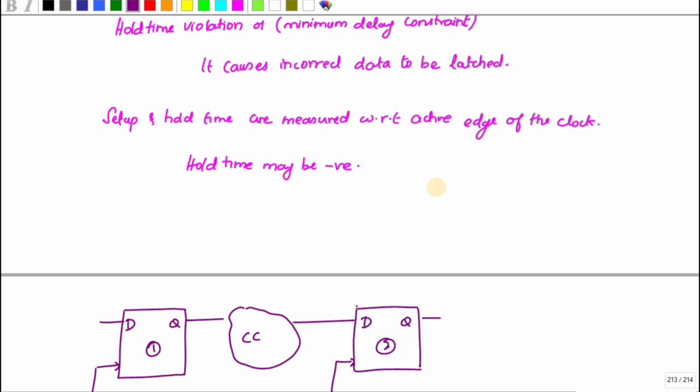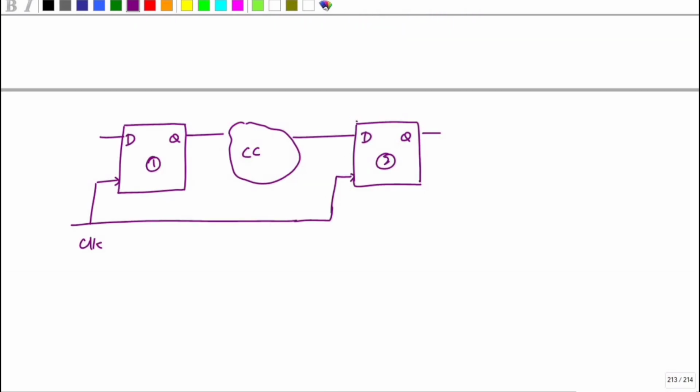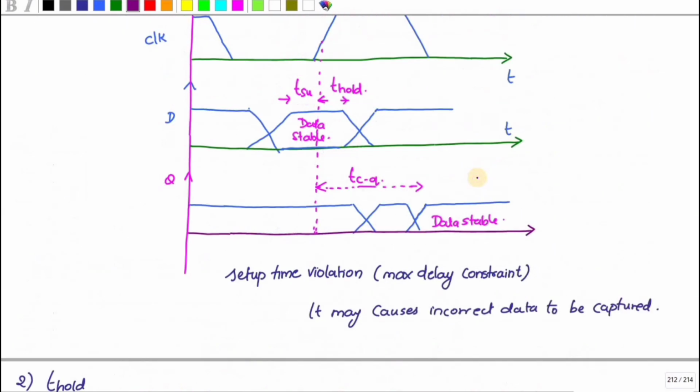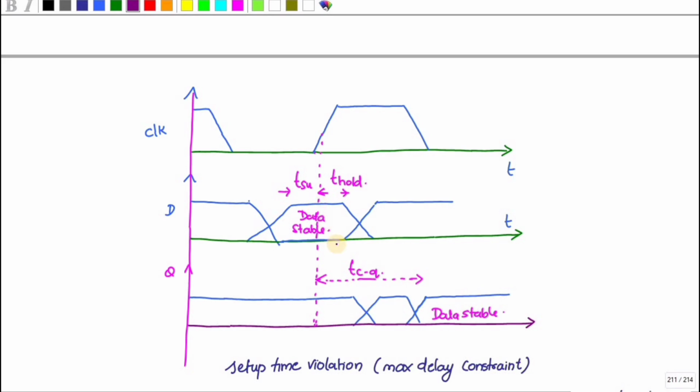So what is TCQ? TCQ is nothing but, whenever the setup time and the hold time are met, this data D gets copied to Q. When these two conditions are met, D gets copied to Q. After this, this is called the worst case propagation delay.